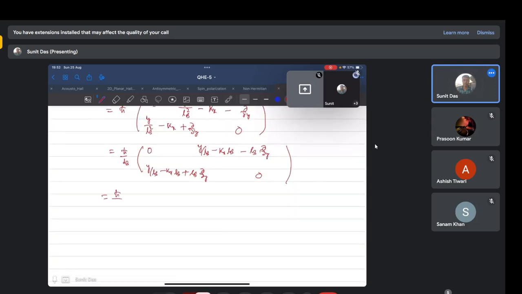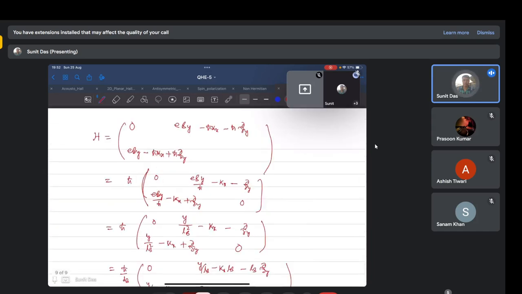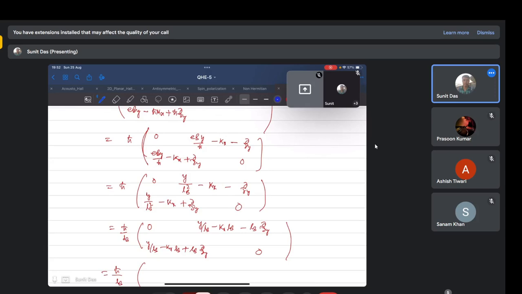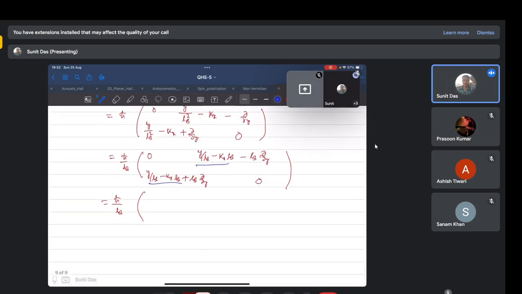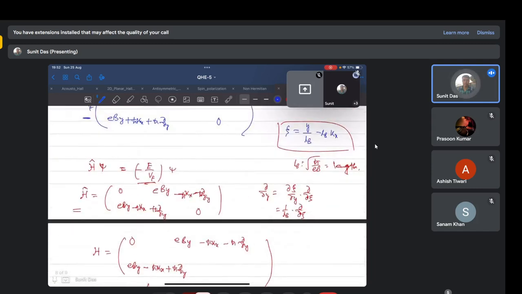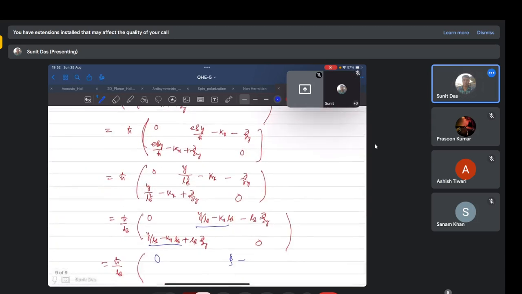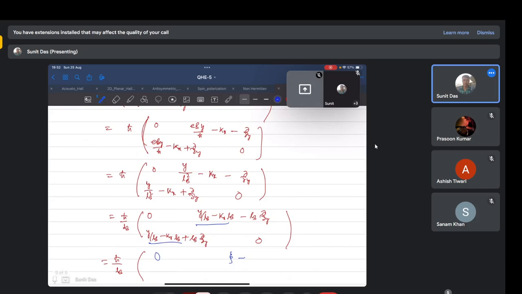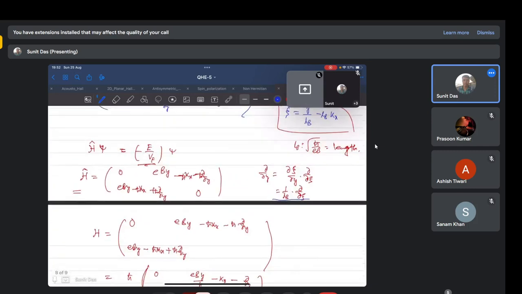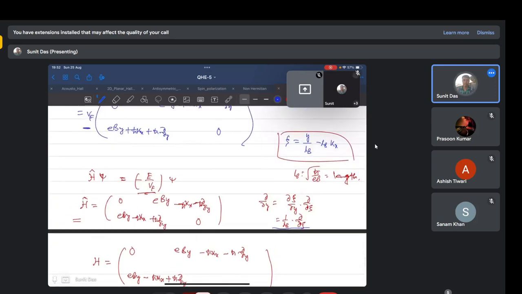So what I got is h bar by lB, and this term is simply xi, so 0, xi minus, so I had del y equal to 1 by lB del xi, since del xi by del y is 1 by lB del xi.